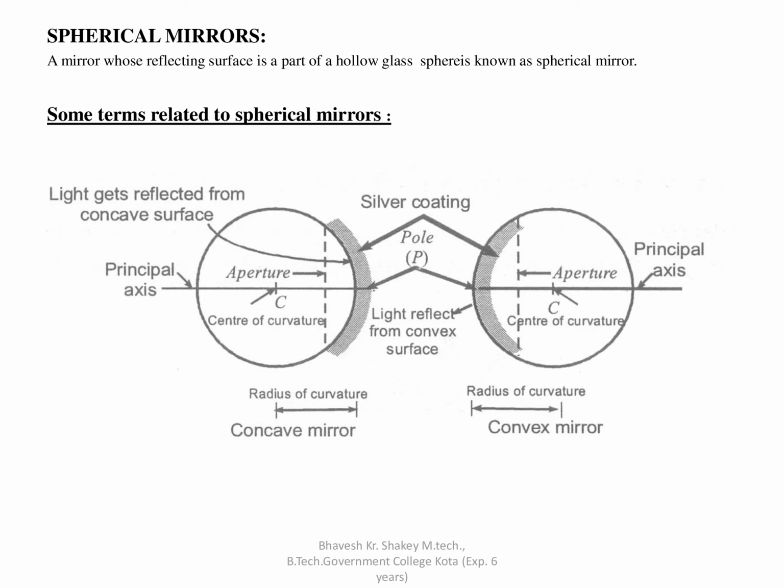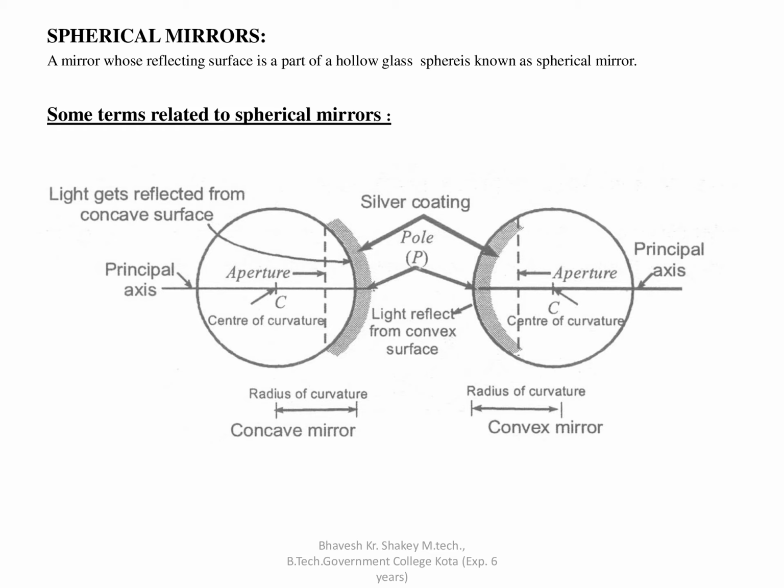Now second is the center of curvature. What is the center of curvature? We denote the center of curvature by C, and it is the center of the hollow sphere from which a mirror is formed. The center of the hollow sphere from which we are making the mirror is called the center of curvature, and we denote it by C.